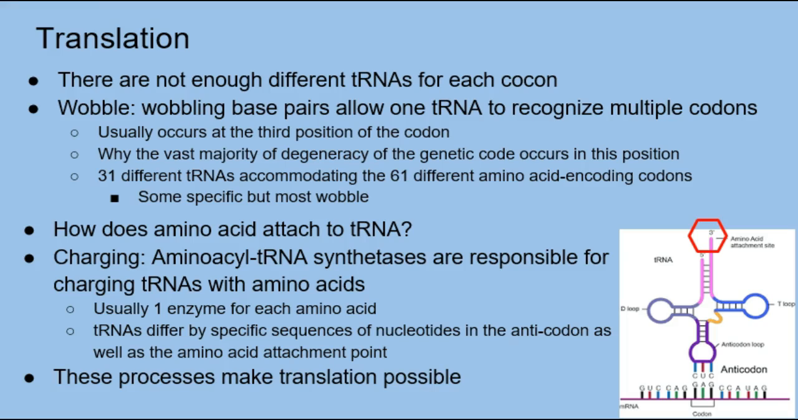There are 31 different tRNAs to accommodate the 61 different amino acids, so some are specific, but most wobble to make up for the vast difference.